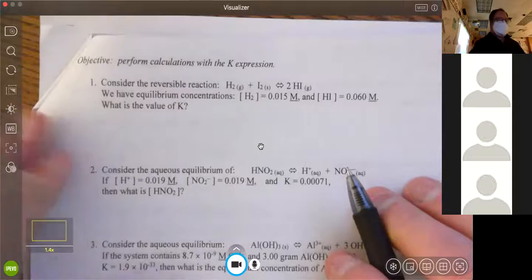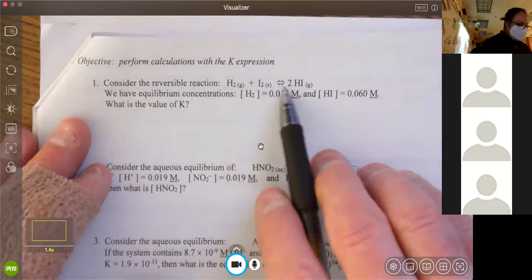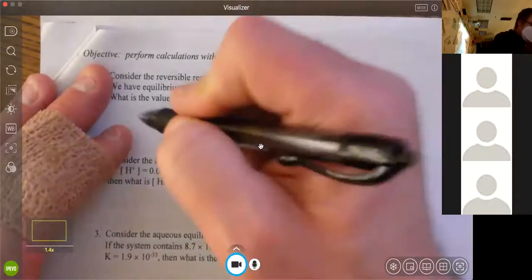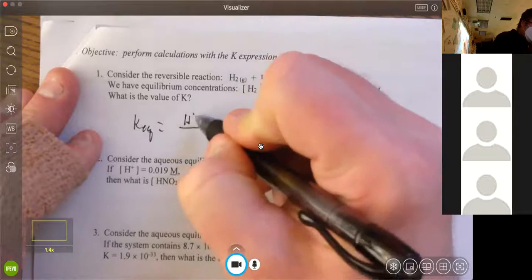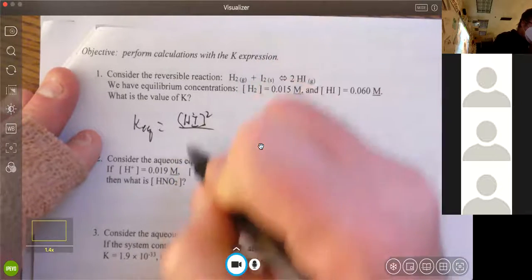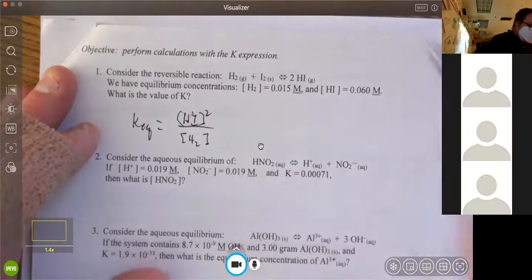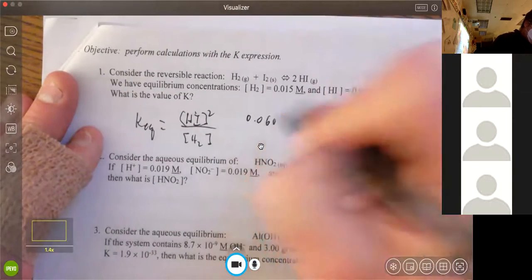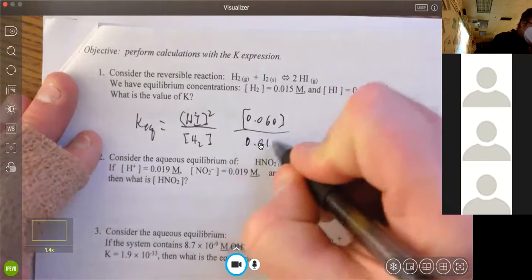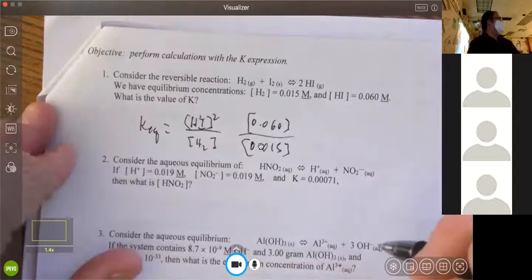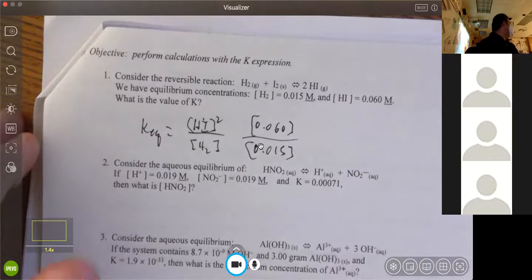So now let's put some math with it. Consider the reversible reaction H2 plus I2 yields HI. We already have K sub EQ equals the concentration of HI squared over H2. They give us H2 and HI: 0.060 over 0.015. K does not have units. This equilibrium constant does not have units, unlike the rate law K.